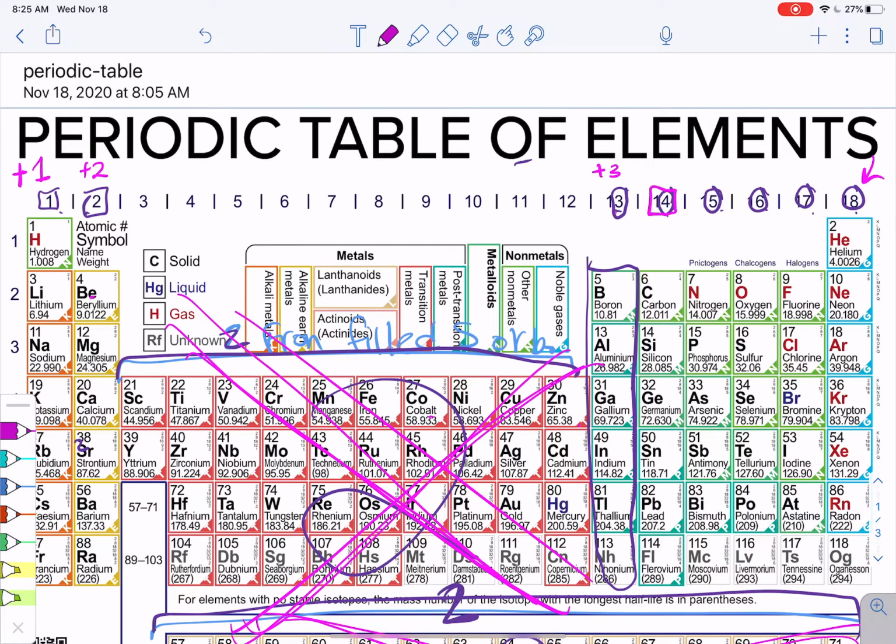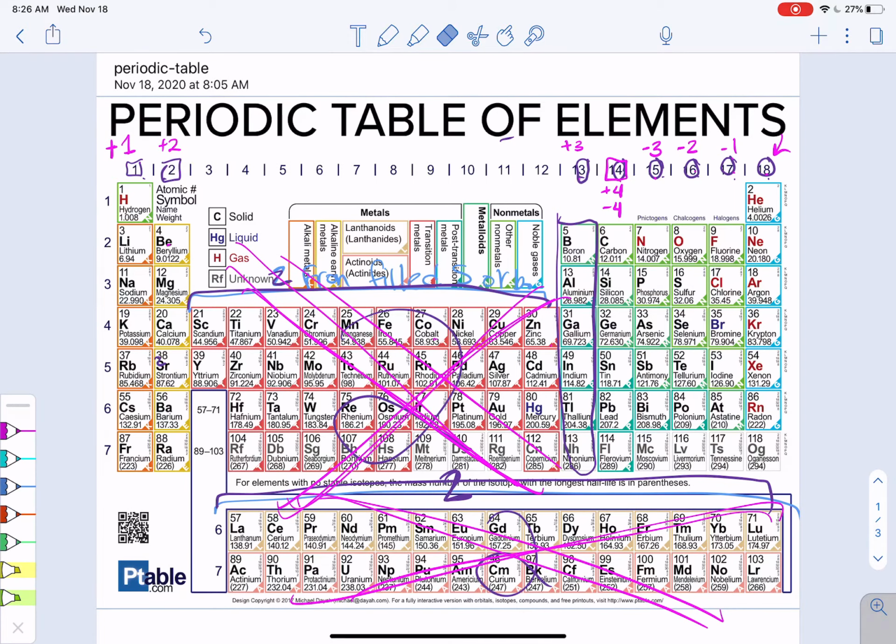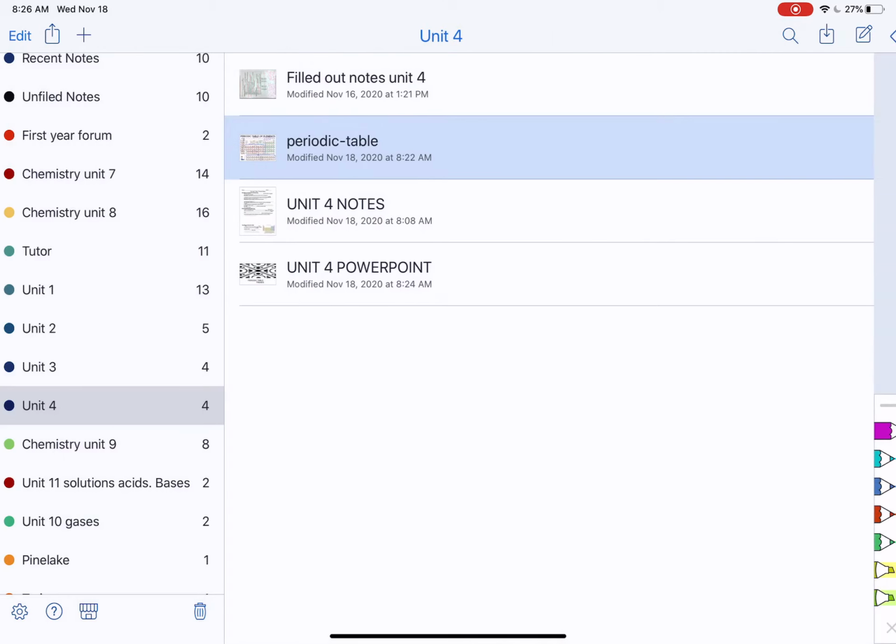Now group 4 is dead in the center, so it can either lose 4 or gain 4 to get to 8. Now when we get to 5, we only need 3 more to get to 8, so it will try to gain 3, which would give it a -3 charge. 6 is only 2 steps away from 8, so it will try to gain 2, which will give it a -2 charge. 7 is only 1 step away from 8, so it will try to gain 1 to get a -1 charge to get to 8. And then again, 8 won't do anything, so it is happy. It does not want to ionize.